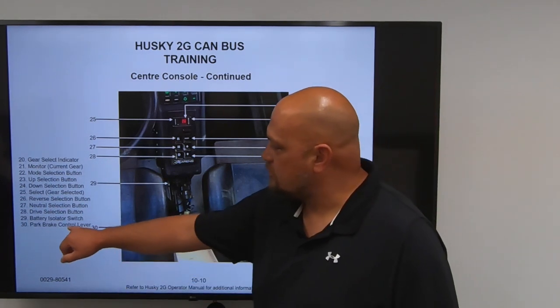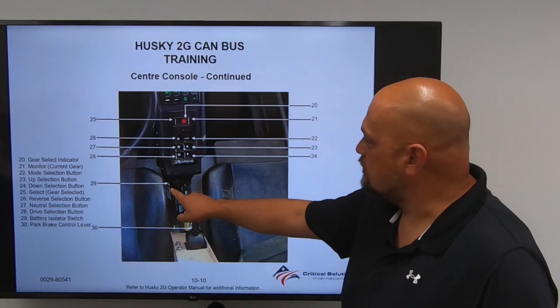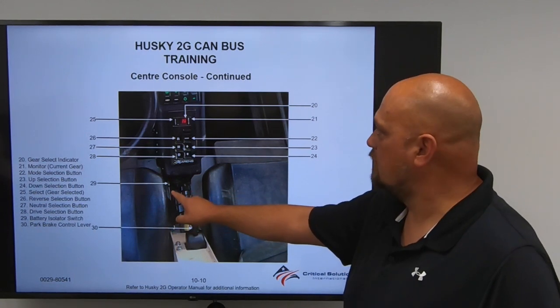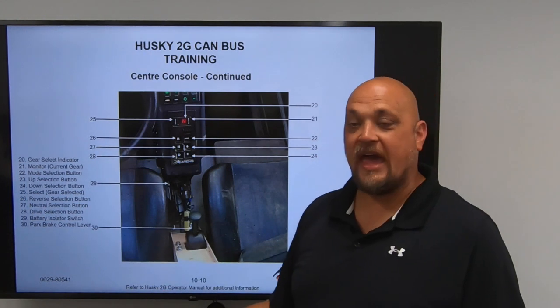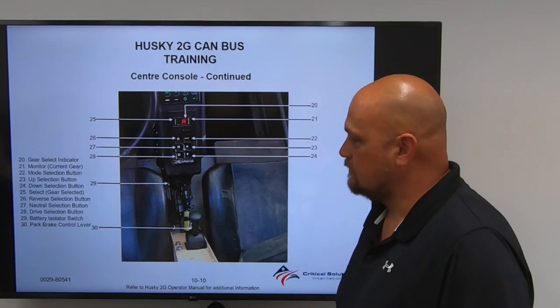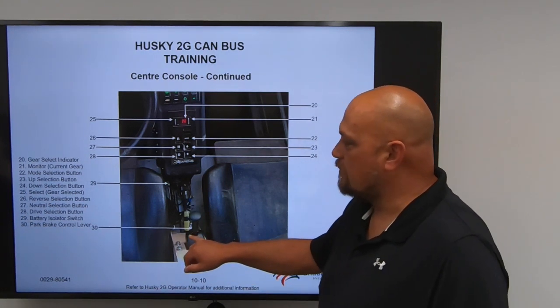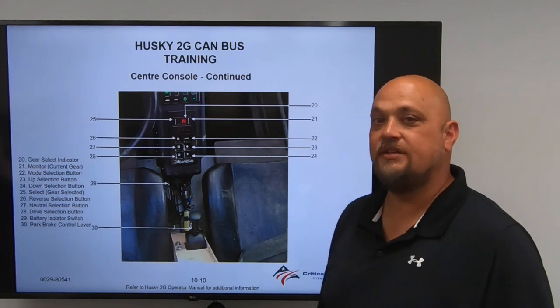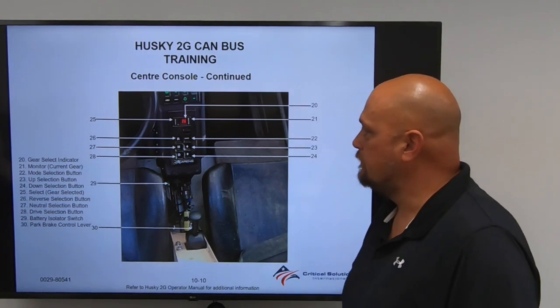Coming down to item number 29, our battery isolator switch is located at the bottom of the center console panel. This switch has to be unlocked before it can be moved in or out of position. And item number 30 is our park brake control lever that engages and disengages the parking brake.